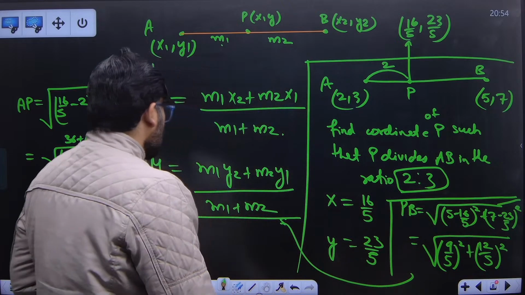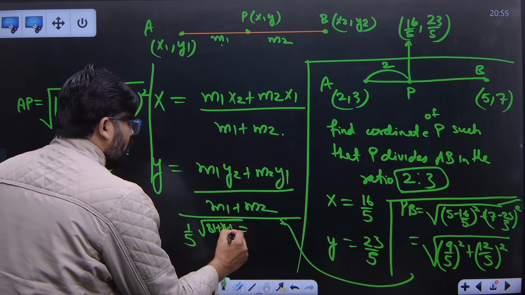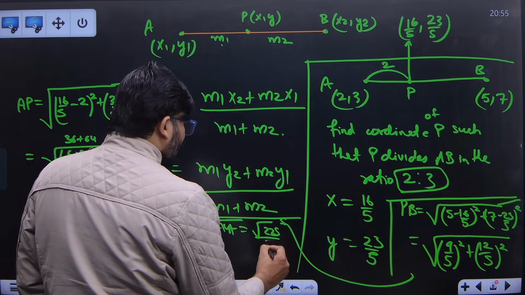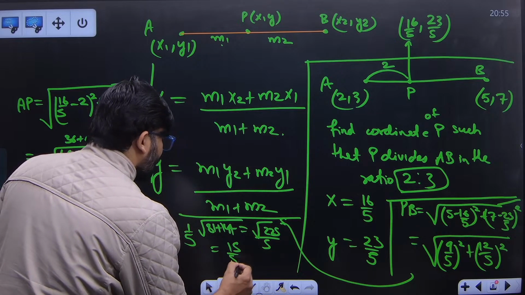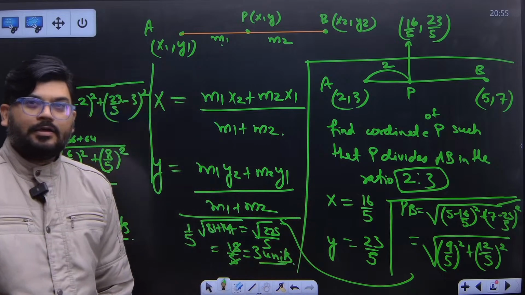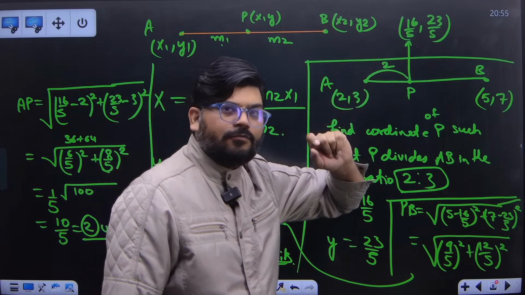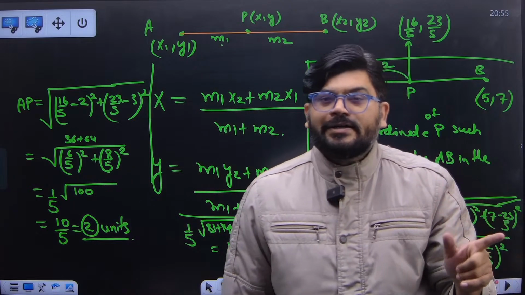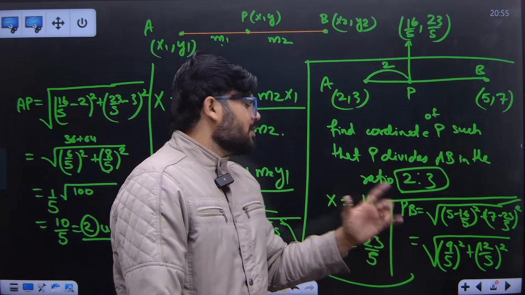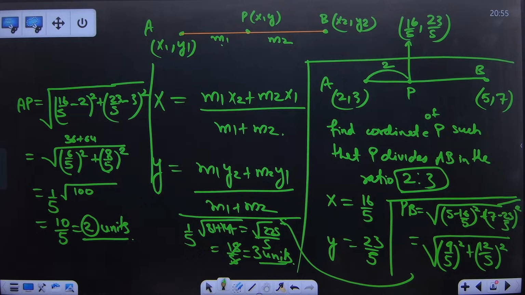9 square is how much? 81, and 12 square is 144. Together they form 225, which is 15 square. So it will be 15 by 5, that means 3 units. Did you get that? So you found the coordinate of the point which divides the given line in the given ratio, 2:3, and we have checked the solution as well. The distances are 2 and 3 respectively. Are you getting this? Yes, sir.